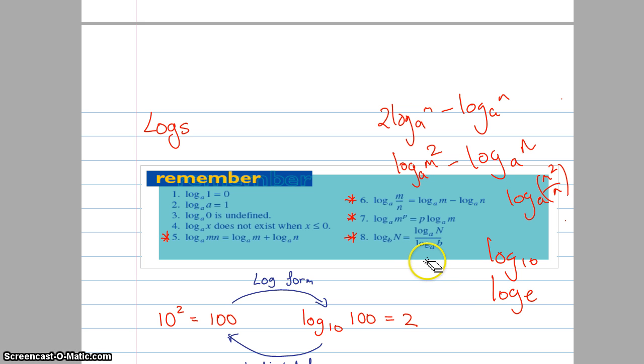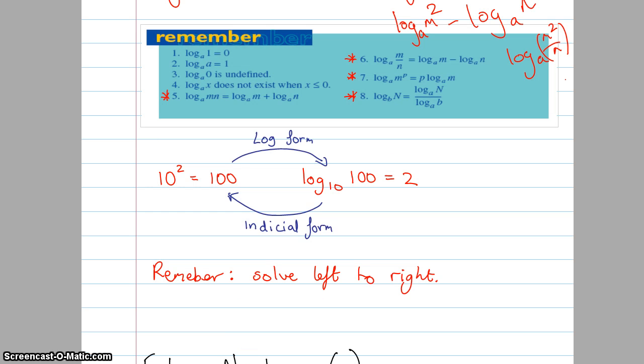Now another thing that I would like you to know for logs is this thing here. It's probably more relevant as we get onto equations, but you can always turn an indice into a log. So the old switcheroo. You can go from left to right or from right to left. Sometimes it's easier when it looks like a log, and sometimes it's easier when it looks like an indice. But we can do both of those things.